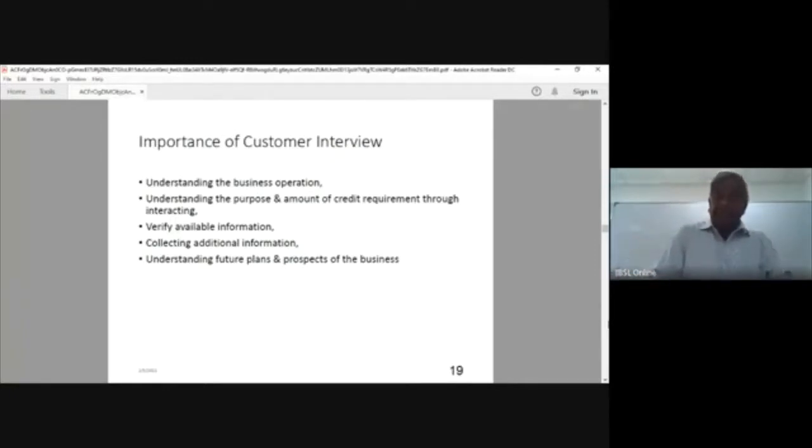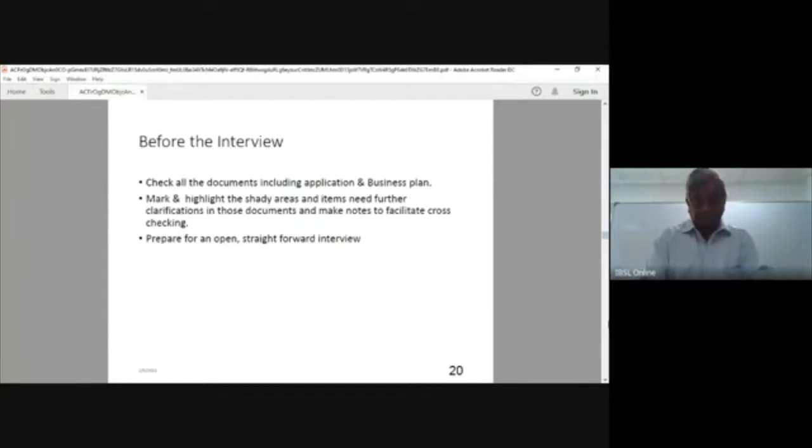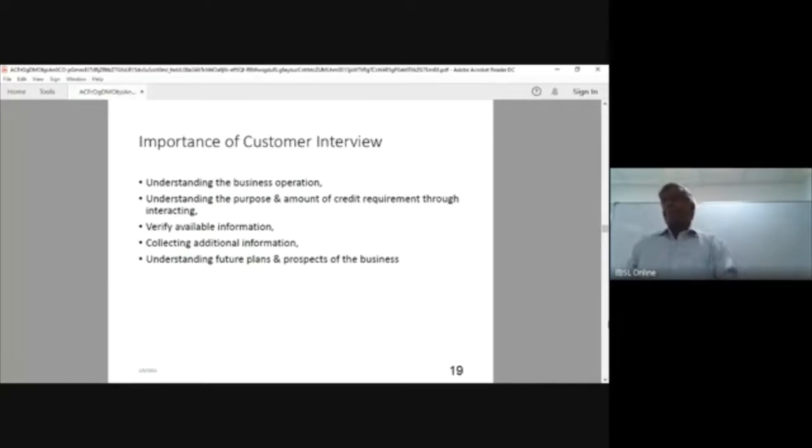Then verify available information. Sometimes some additional information may be available with the customer, and that is collecting additional information. For this purpose, the interview is useful. Understanding the future plan and prospect of the business: for all those things, you are having the interview with the customer. Of course, you have to develop that skill. Interview skill you have to develop.